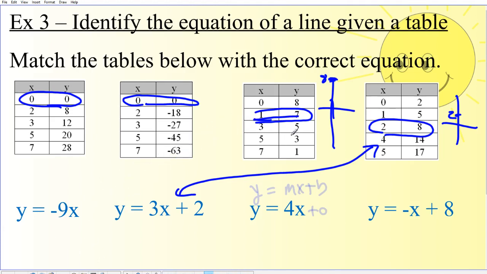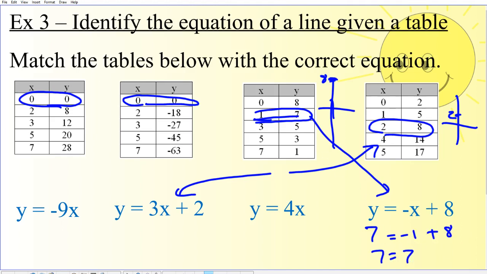Okay, maybe this matches up with this guy. Y value, 7. X value, 1. I don't even have to do the math to see that that's not going to work out. 4 does not equal 7. No, that didn't work out either. So by process of elimination, that probably has to work out here. Y value 7, X value 1. Yeah, 7 equals negative 1 plus 8, is 7. That point worked in that equation.